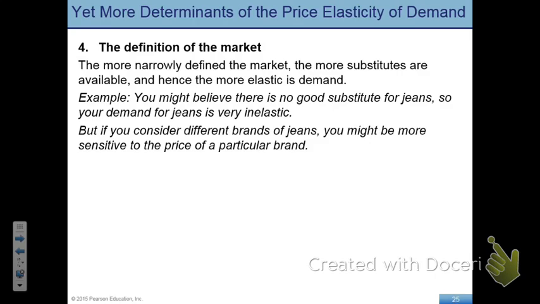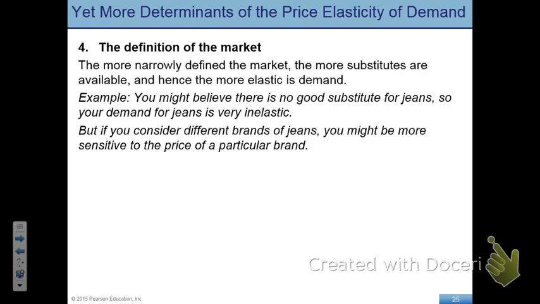Let me repeat my question again. Why is the demand for jeans more price inelastic than demand for Levi's? Are we all clear on that?